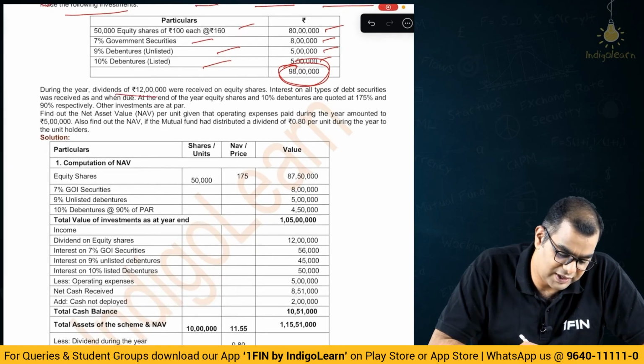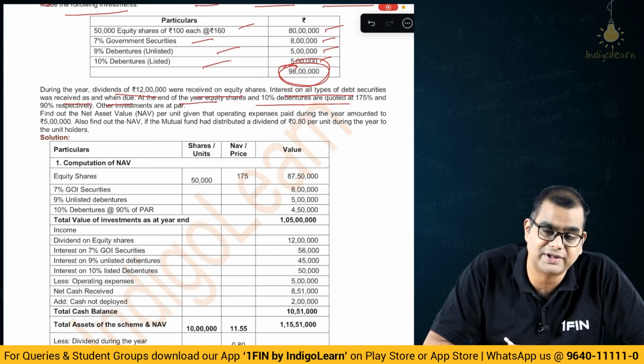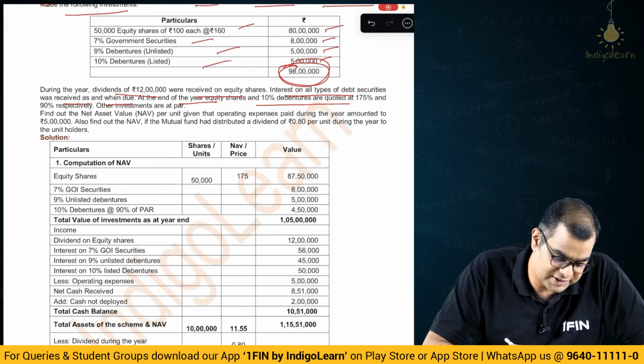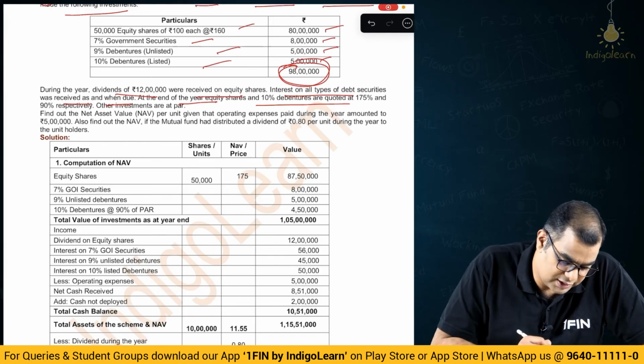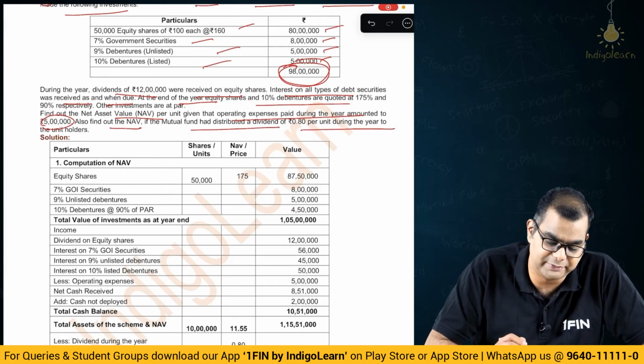During the year, dividends of 12 lakhs were received on equity shares and interest on all types of debt securities was received as and when due. At the end of the year, equity shares and 10% debentures are quoted at 175% and 90% of their value respectively. Other investments are at par. Now find out the NAV per unit, given the operating expenses paid during the year amounted to 50,000. Also find out the NAV of the mutual fund and distributed dividend of 0.8 during the year.